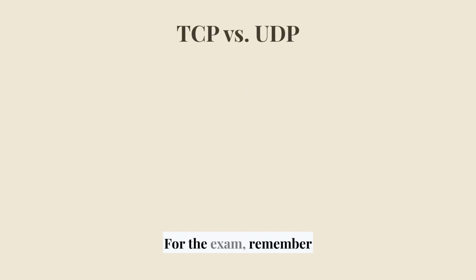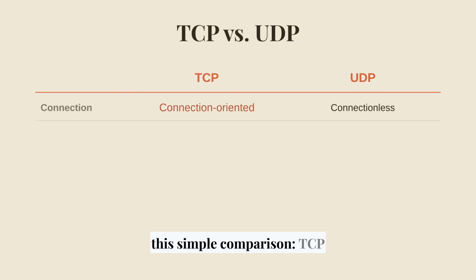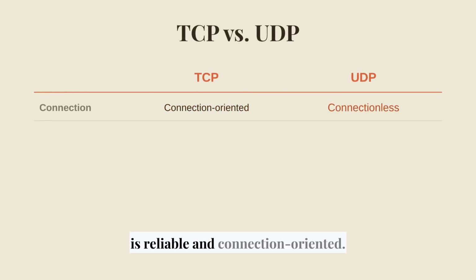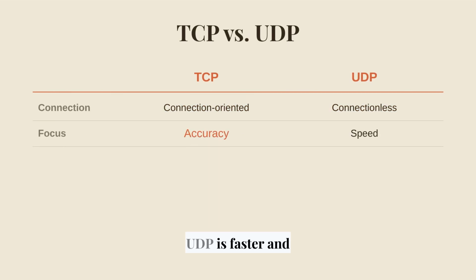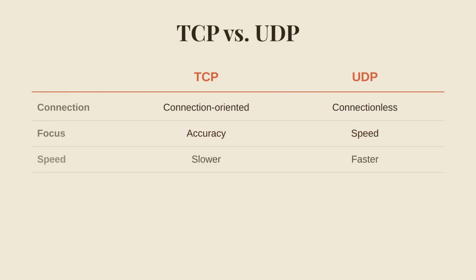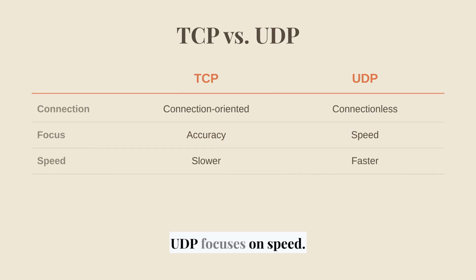For the exam, remember this simple comparison. TCP is reliable and connection-oriented. UDP is faster and connectionless. TCP focuses on accuracy. UDP focuses on speed.